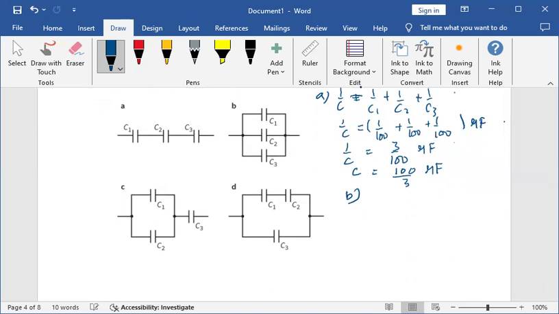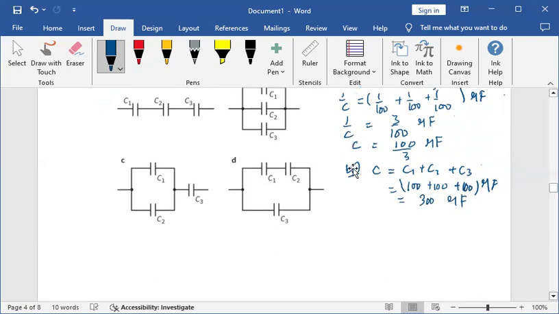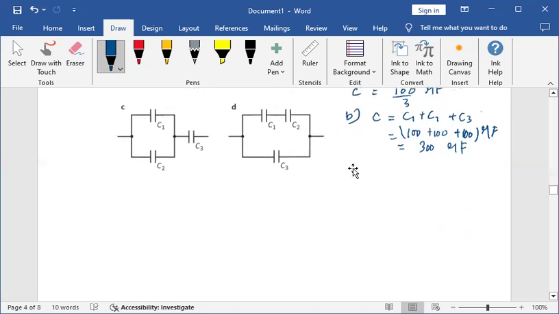And then let's see B. For B, because the capacitors are in parallel, C equals C1 plus C2 plus C3. So 100 microfarad plus 100 microfarad plus 100 microfarad will be 300 microfarad. Okay, that's not a big problem.